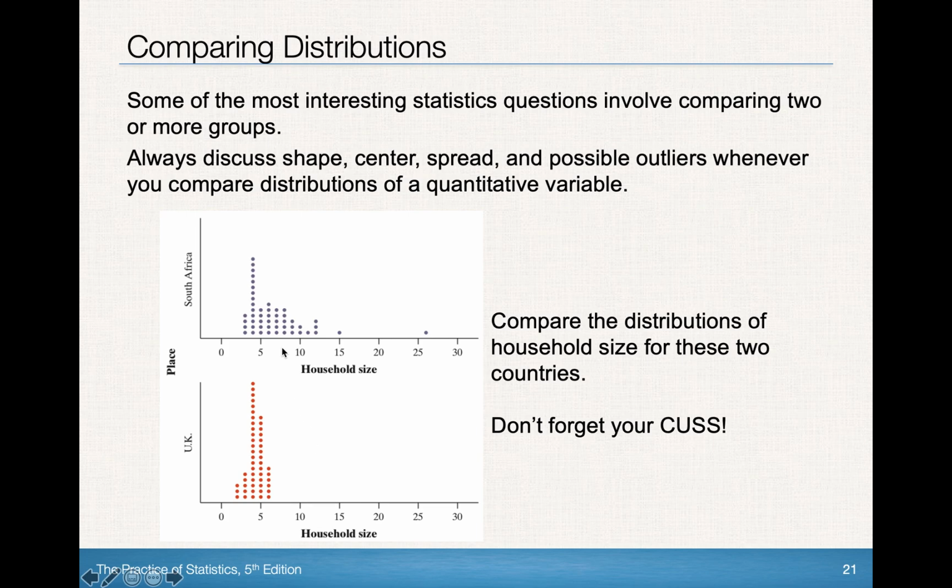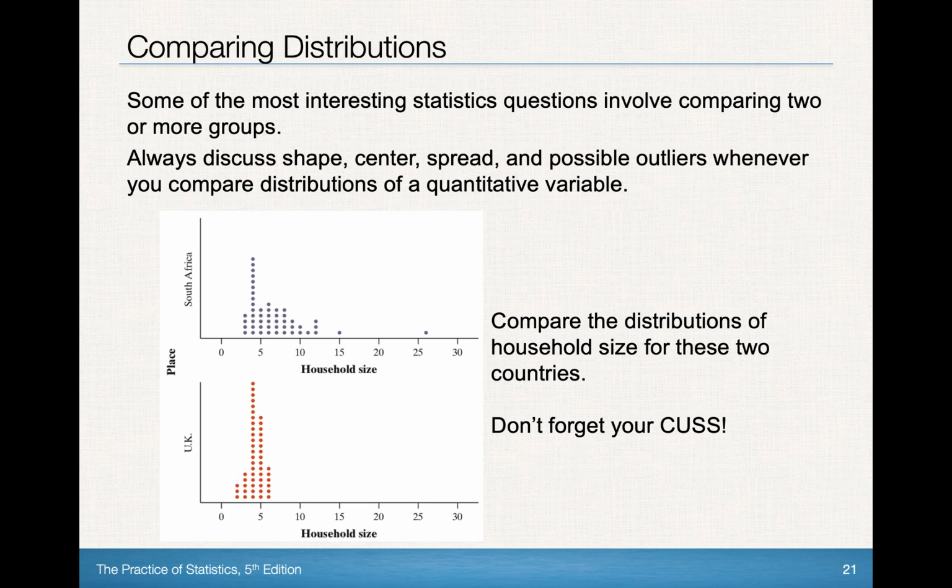The shape, South Africa is definitely skewed right. Okay, there's a lot of values right here, and it's skewed to the right with these outliers over here. Outliers are going to create skewness in that direction. So if you have outliers that are very large, like I do here in South Africa, it's going to create skewness in the right direction. Whereas the UK doesn't seem to have any skewness. In fact, I would say it's roughly symmetric. Not perfectly symmetric, just roughly symmetric.